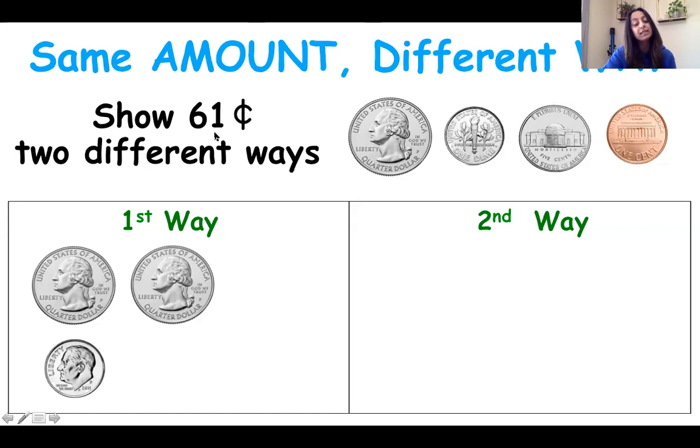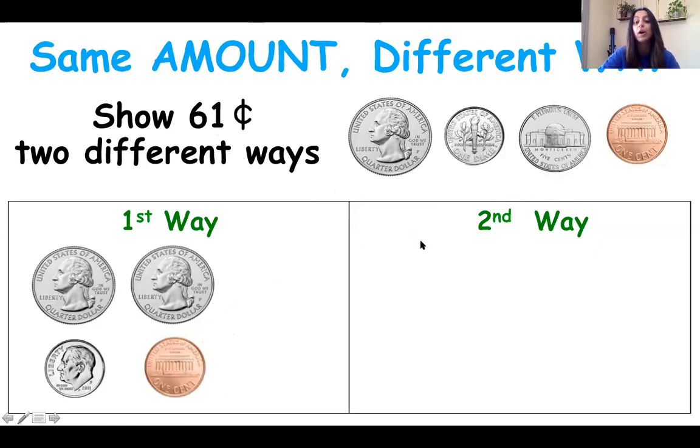Now our goal is 61 cents. So what is our last coin that we need to show 61 cents? Pause and shout out your answer. Very nice, it's a penny. A penny is worth 1 cent, and that's exactly what we need to get us to 61 cents. So we have 25 cents, 50 cents, 60 cents, 61 cents. We have our first way to make 61 cents.